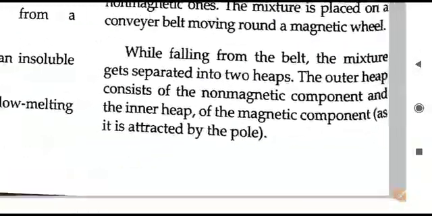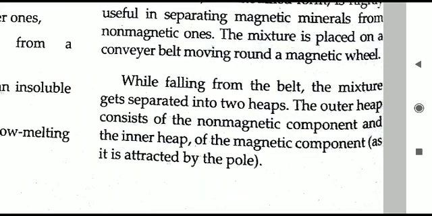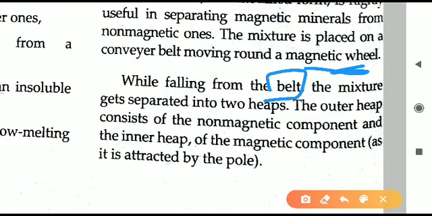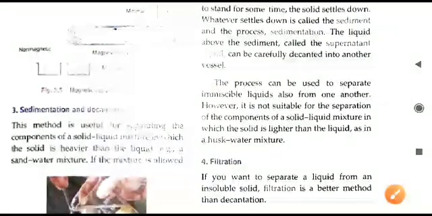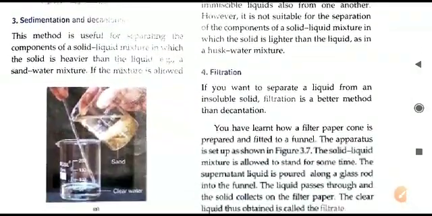In factories it is done using a magnetic wheel. A magnetic wheel is there, and on that a belt is there. The mixture will get separated and two heaps will come. You can see in the diagram given in the book.